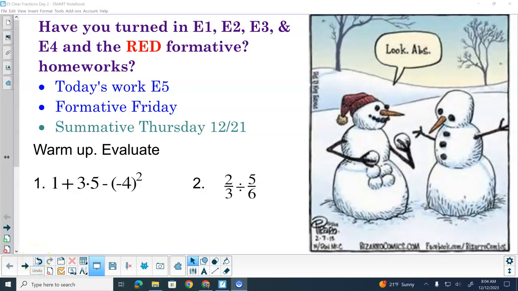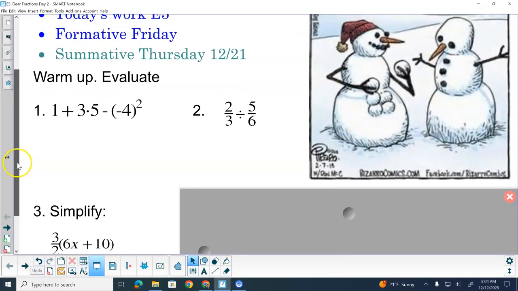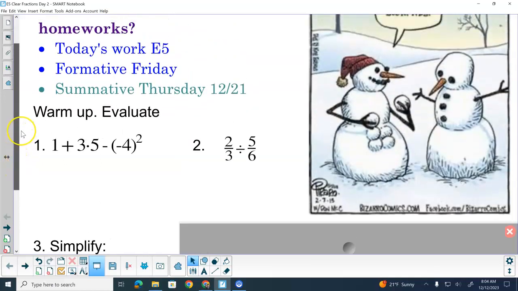All right, so please excuse my dear Aunt Sally. Okay? So exponents first. -4 squared means what? Not what it is, what does it mean?